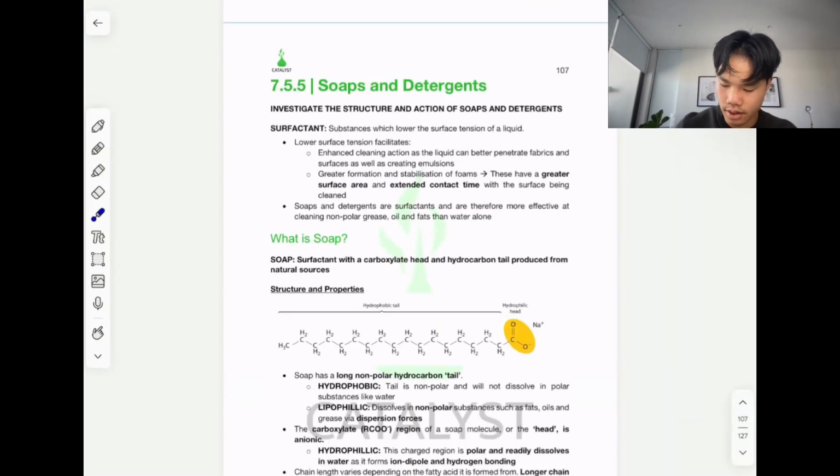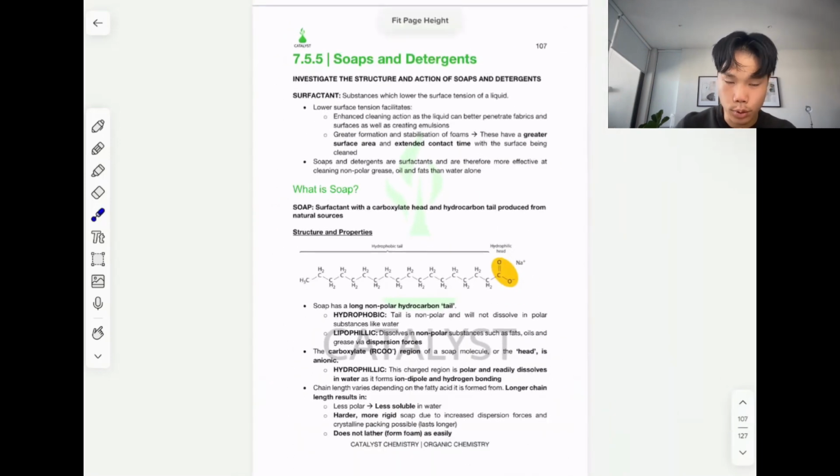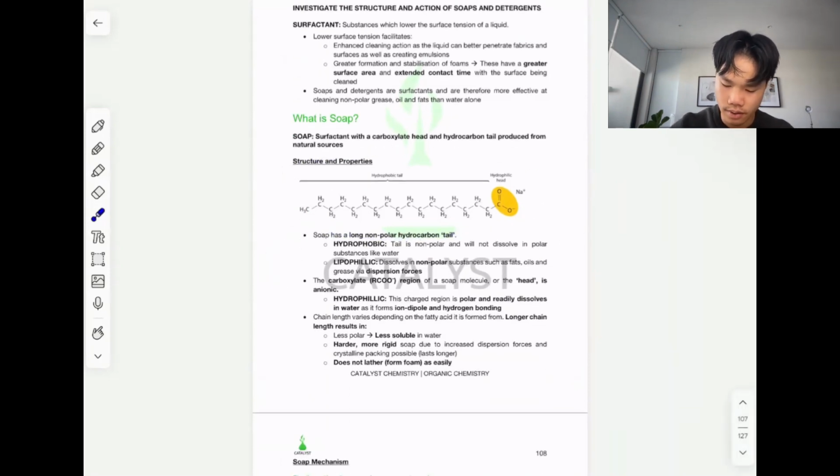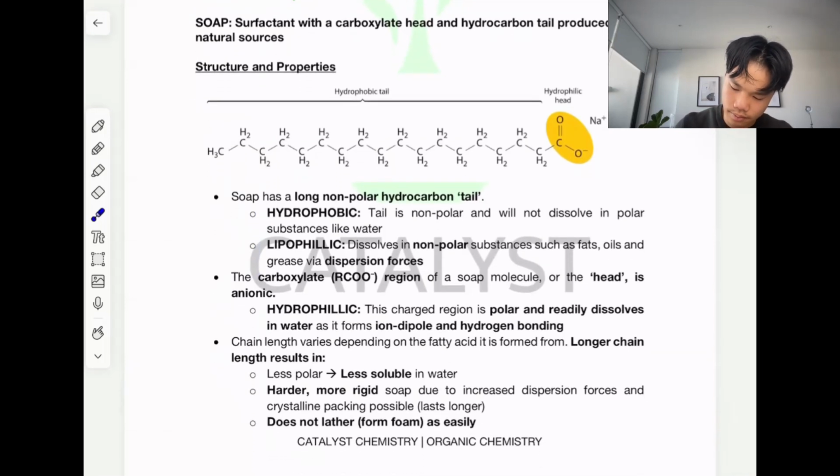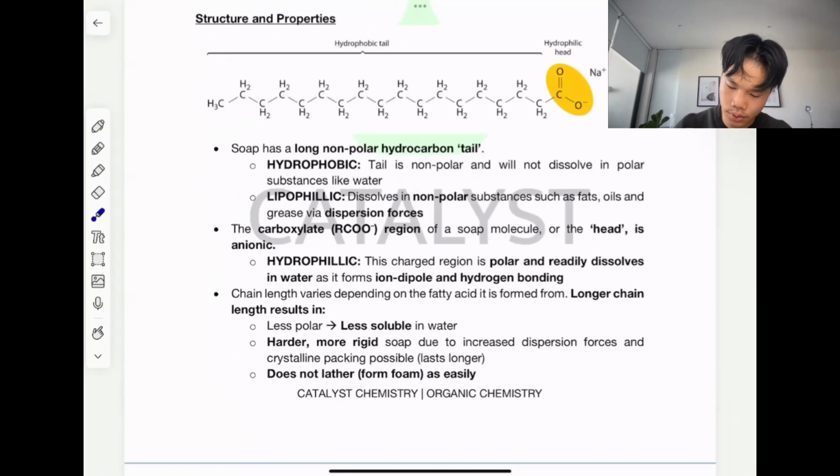Okay. Soaps and detergents. Be able to talk about what is a soap. Be able to draw a soap molecule with a carboxylate head. Be familiar with the terms hydrophobic and lipophilic. So the tail is both of those things, whereas the head is the opposite. It's hydrophilic because it has a carbonyl and an oxygen with a negative charge, so it forms ion-dipole and hydrogen bonding with water.